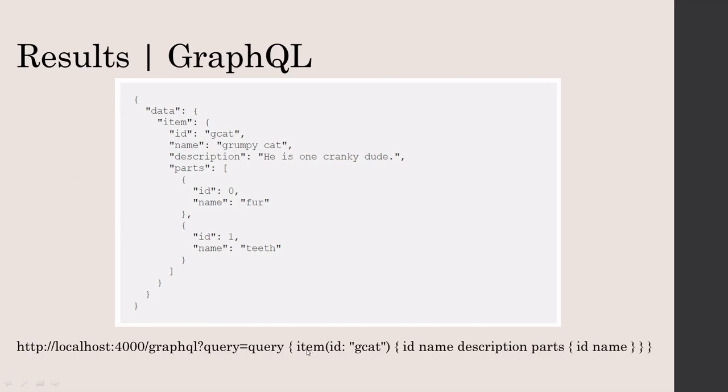Here you can see that I wanted an item with ID gset, and up to here you can see gset. Then I have ID, I have name, I have description, I have parts, and inside parts I want the ID and name, which is being printed here. As you can see, this is an efficient approach over REST API. So that's why I'm assuming that in the near future we will see more GraphQL and less REST API.